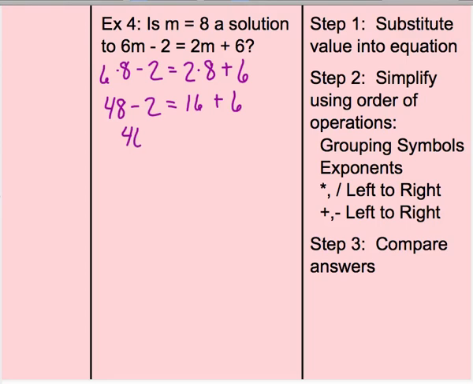48 minus 2 is 46. And 16 plus 6 is 22. So I'm done simplifying, so I'm moving on to step 3, comparing my answers. 46 does not equal 22, so m equals 8 is not a solution. And your you try problem.